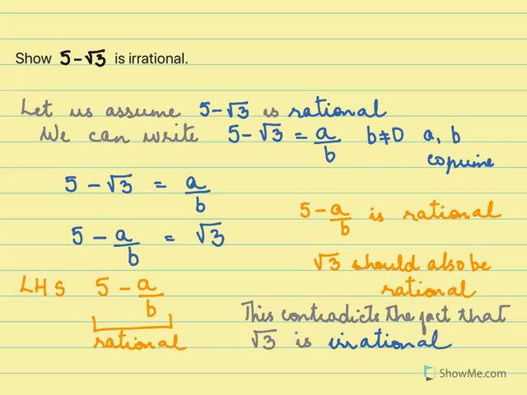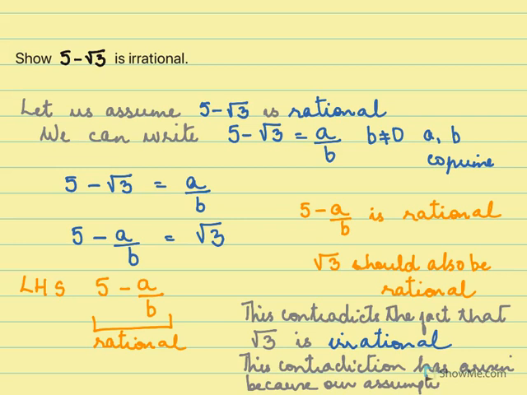Why did we come across this contradiction? Because our assumption was wrong. Hence we can say that our assumption that 5 minus √3 is rational is wrong. 5 minus √3 must be irrational. So this contradiction has arisen because our assumption is wrong. And you know what was our assumption? Our assumption was that 5 minus √3 is rational. That is wrong. So we can say 5 minus √3 must be irrational.